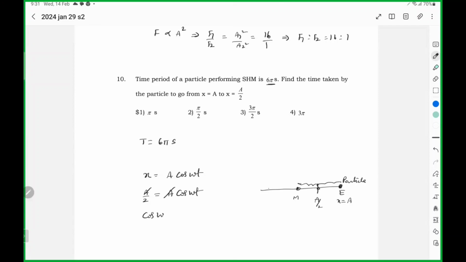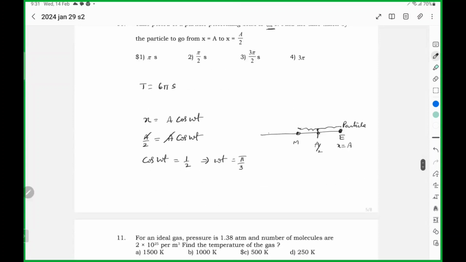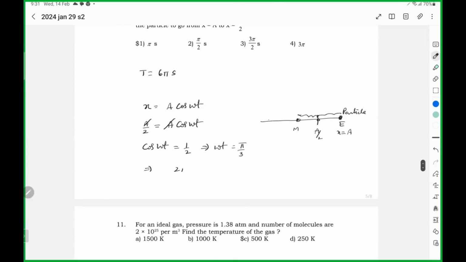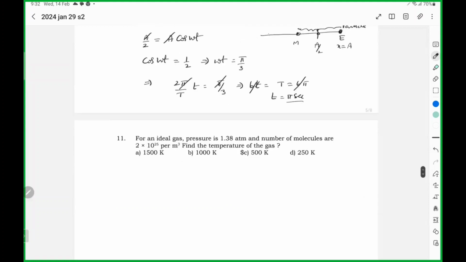Cos omega t here is half. Omega t is pi by 3, cos 60. Omega is 2 pi by capital T, which is pi by 3. Pi gets cancelled. 2t is 60, equal to capital T, which is given as 6 pi. So the time taken to move from right extreme to middle is 5 seconds.